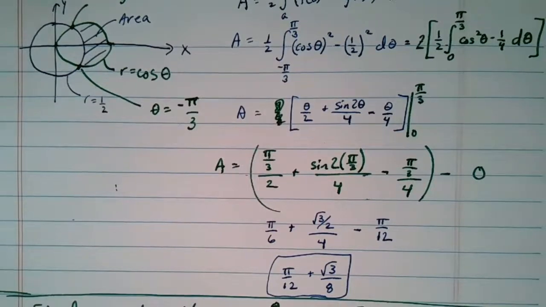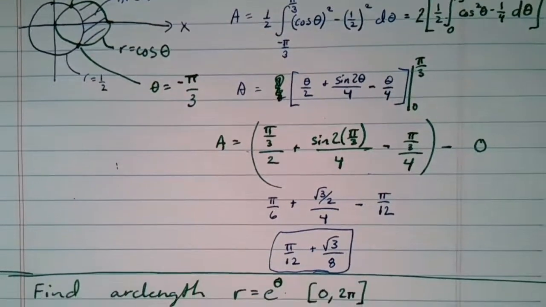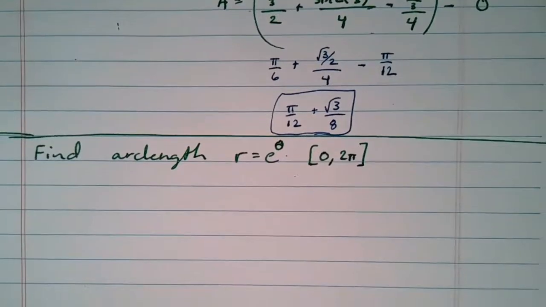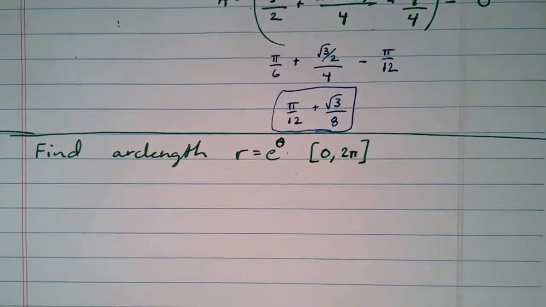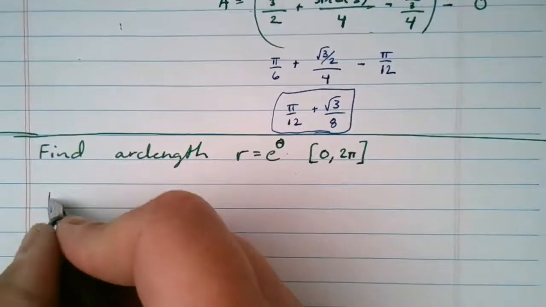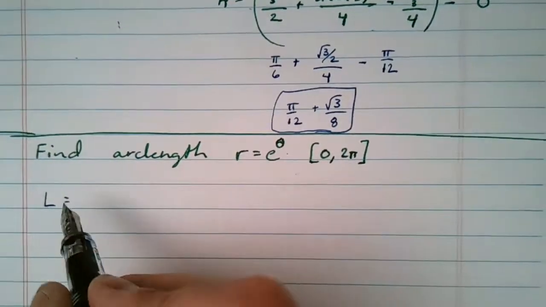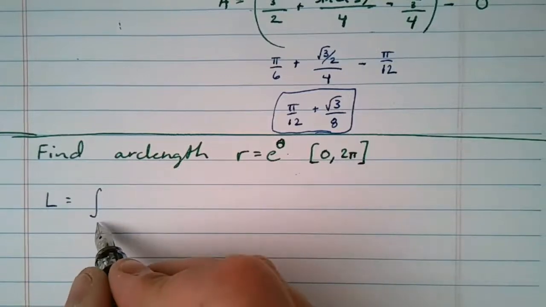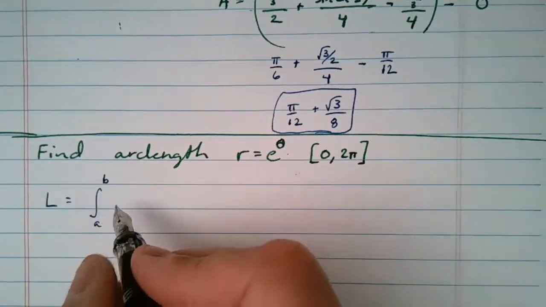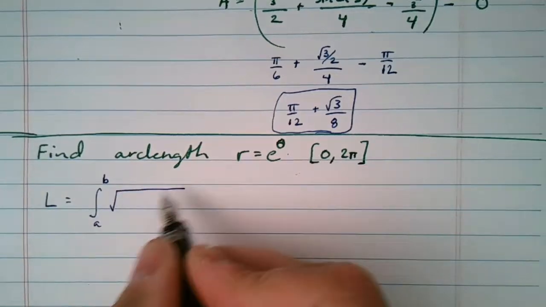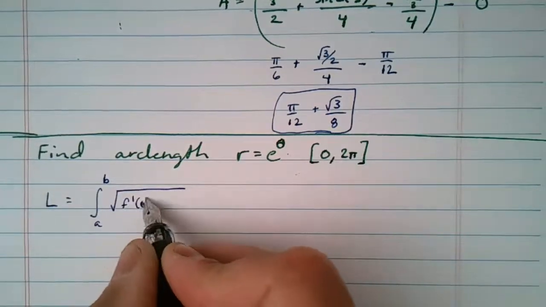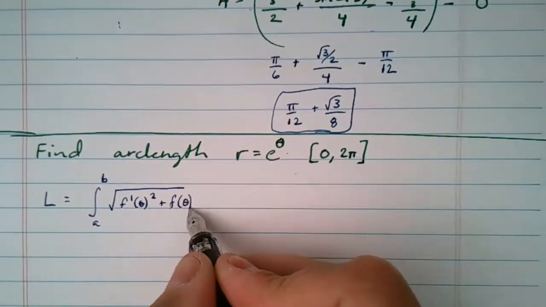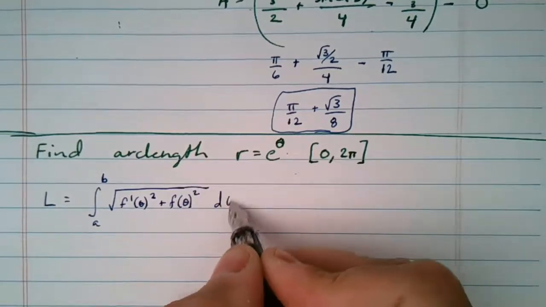And we're going to try one more. So here's our other one. We want to find an arc length. And remember, if you go back to the first video, I derived the formula for arc length. Let me write it out for you again. Arc length in polar coordinates is going to be the integral from A to B of the square root of f prime of theta squared plus f of theta squared d theta.